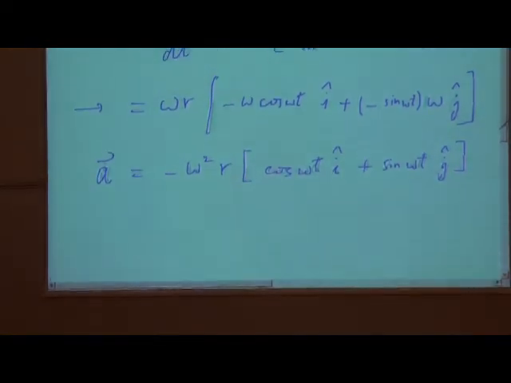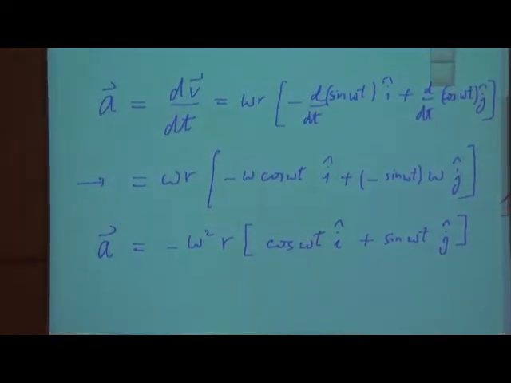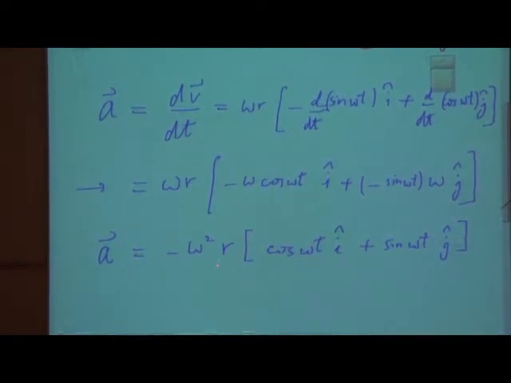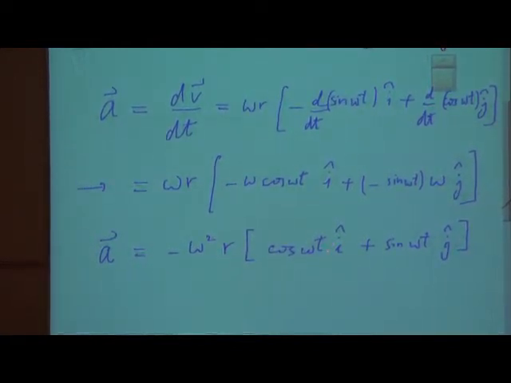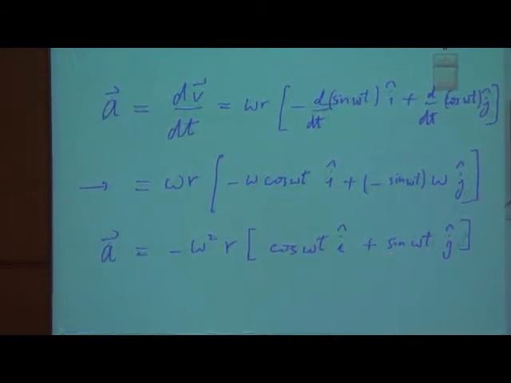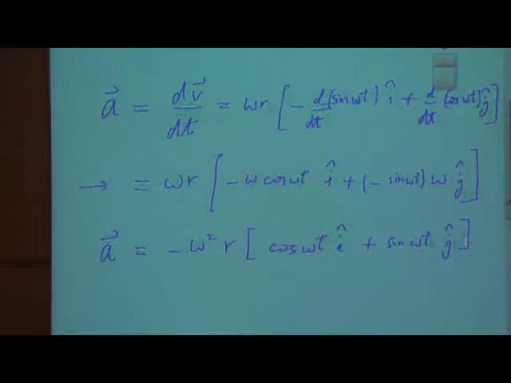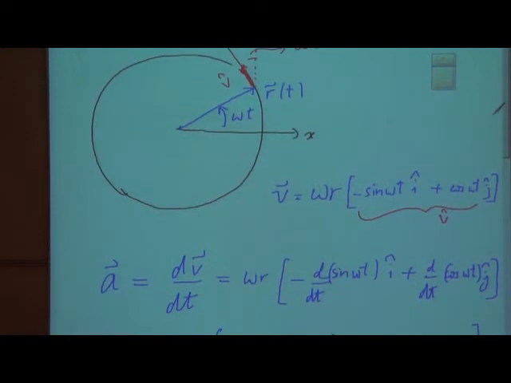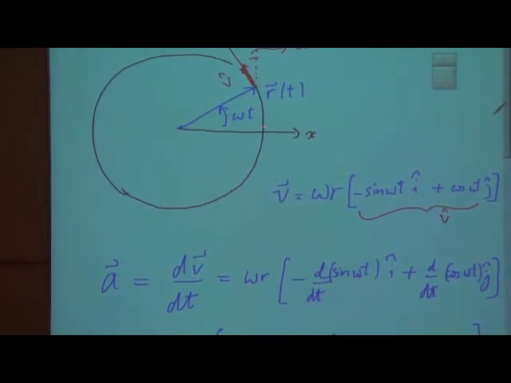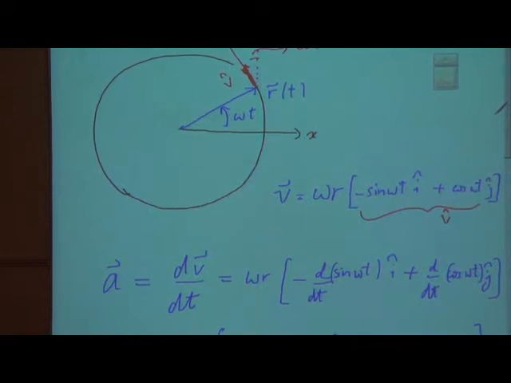We have found that acceleration equals minus omega squared times this thing here, r cos omega t i, r sine omega t j. What is r cos omega t? Here is length r. r times cos theta, cos omega t, is this. What is it? It's just x, the x component of the position. And r sine omega t is just the y component.